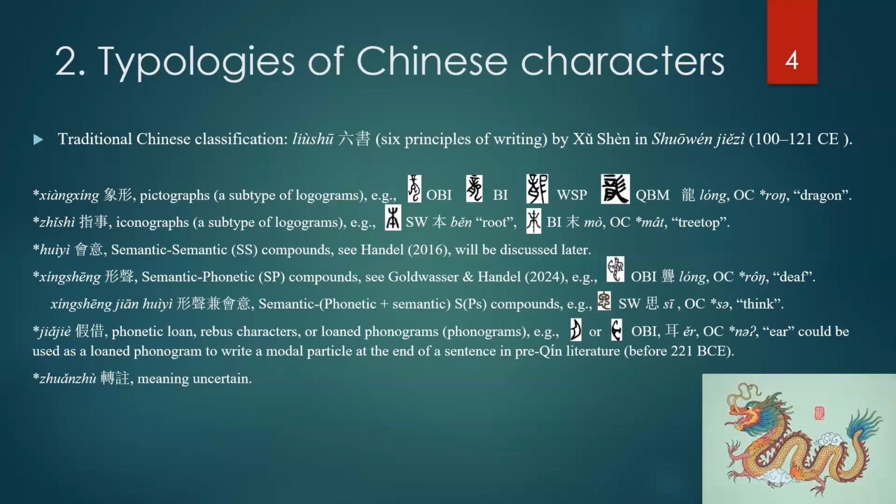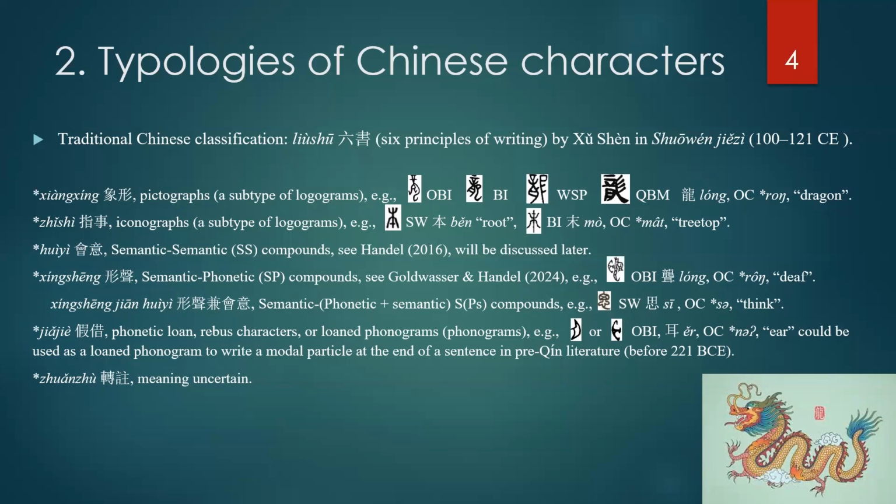For example, the character writing the word deaf is an SP compound, which is a semantic-phonetic compound, with the semantic part, ear, located on the left side, and the phonetic part, long, in the right position. Here, the semantic part, ear, functions as a semantic classifier, indicating the hearing disability of a person.